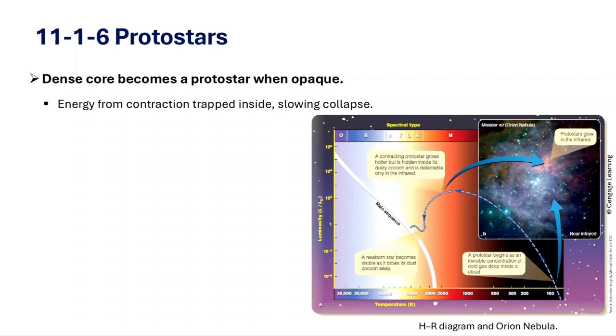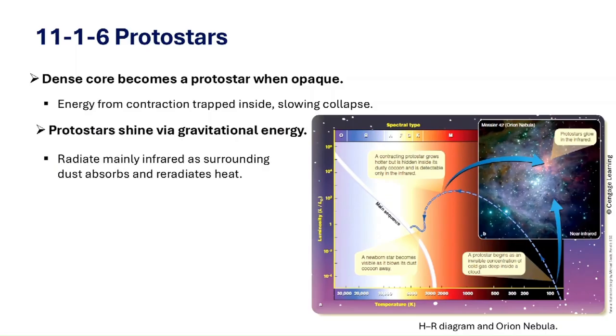Now since fusion has not started yet, the protostar's light comes from gravitational contraction. As gas continues falling inward, energy is released as heat and radiation. So the star is glowing, but it's not yet burning hydrogen. It is basically shining because it is still falling in on itself. And even though it's relatively cool, its total brightness can be surprisingly high, sometimes more luminous than the sun, because it is still large and radiating lots of energy in infrared.